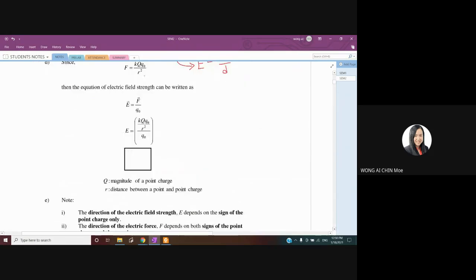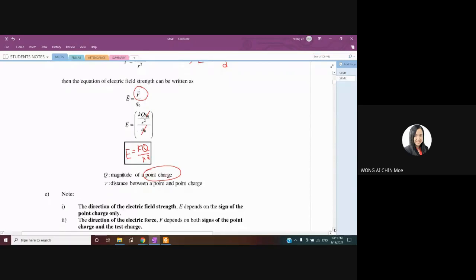Since our F equals kQq over r squared, we substitute it into the equation for force per unit point charge. So the test charge q and q can cancel each other. Finally, our E will equal kQ over r squared, where Q is the point charge. So we can use this equation to find the electric field for a point charge.